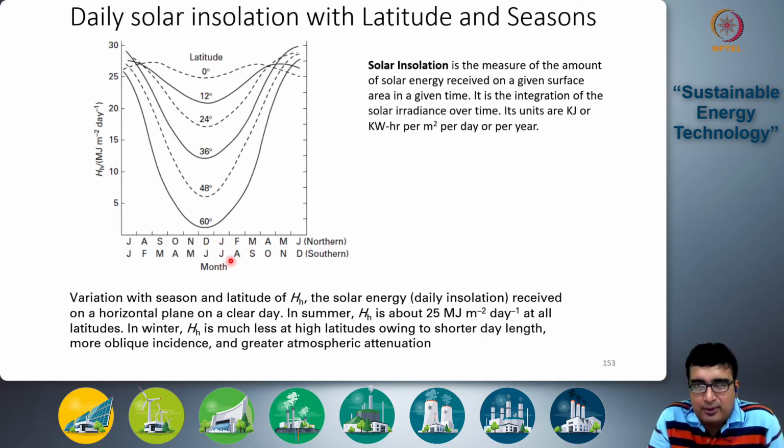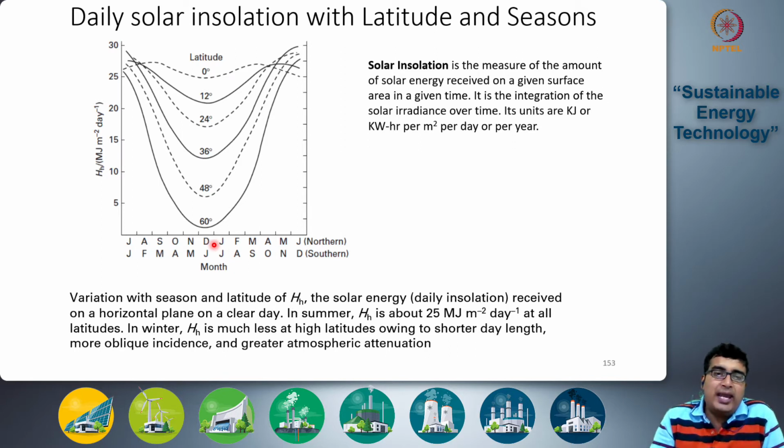So the way these months are given, in the northern hemisphere this is July, August, September, October, November, December, January, February, March, April, May, June. In the southern hemisphere the months have been shifted by 6, so this becomes January, February, March, April, May, June, July, August, September, October, November, December. The advantage is the winter season in the northern hemisphere is December, January, February. In the southern hemisphere it's June, July, August.